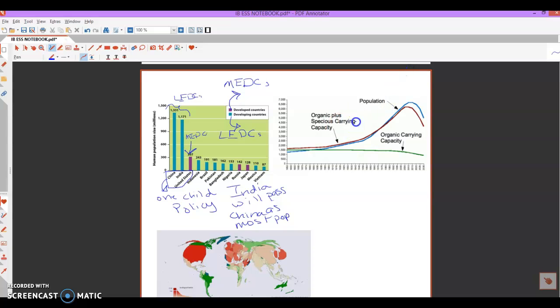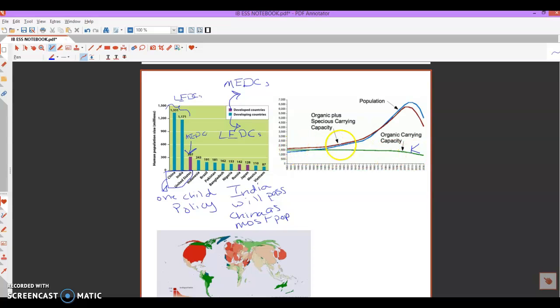So, looking at this graph right here, the question always becomes, what is the carrying capacity for humans on the planet? And what does it mean to live sustainably and to try to stay within that carrying capacity? So remember, carrying capacity is K, and this refers to the amount of individuals that can be supported in one specific area. Now, this green line is the organic carrying capacity. So this is basically what the Earth currently has right now.